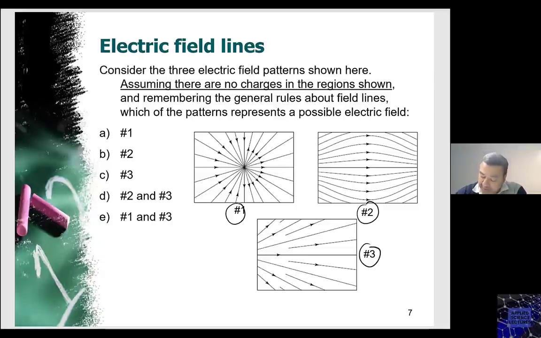What about number two? Number two seems to be the best representation for an electric field. I can think of a point charge, positive here, and another negative charge here, and focusing on the region in between. If I evaluate those field lines against the criteria that I had at the beginning, I can see that they don't cross. I can see that they are all pointing in the same direction, which is the best representation of a field line.